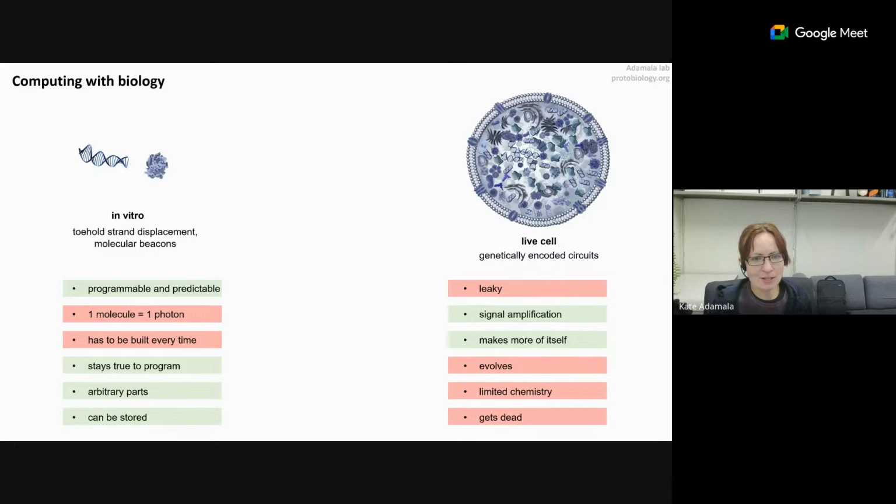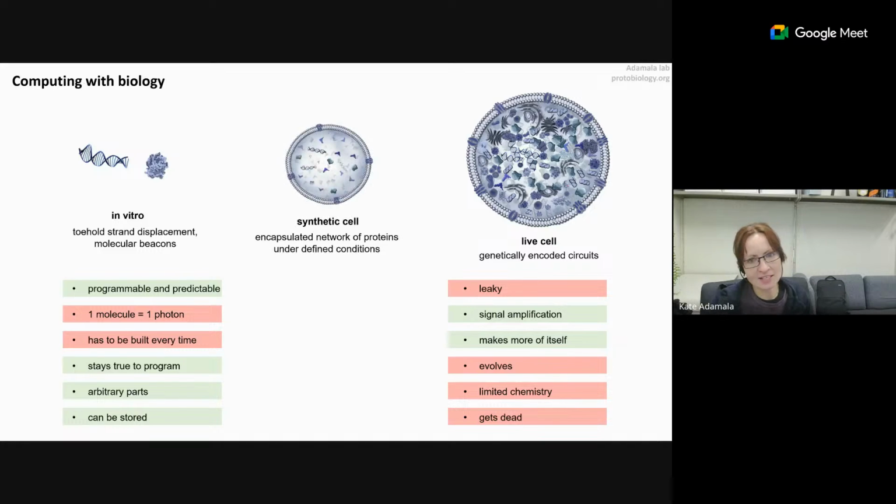And last but not least, living cells, because they're living, can also get dead. If something is done in vitro, you can store it for extended periods of time. You can freeze dry it and store it at room temperature for a long time. So these are design constraints that apply to both in vitro biocomputing and biocomputing in living cells. I told you that our field has a different approach to this. What we do is try to do this in synthetic cells.